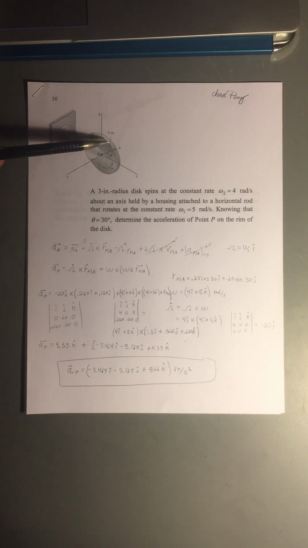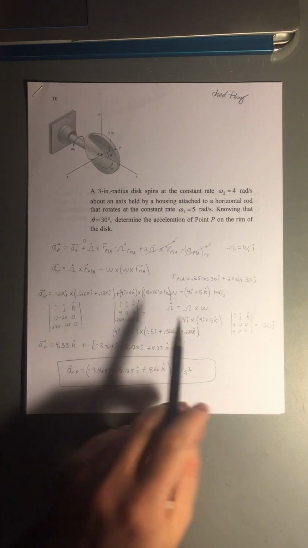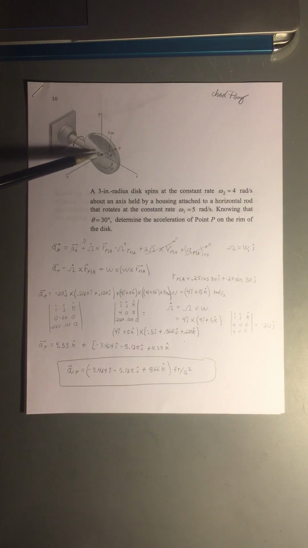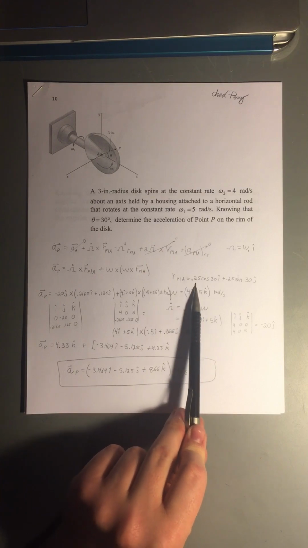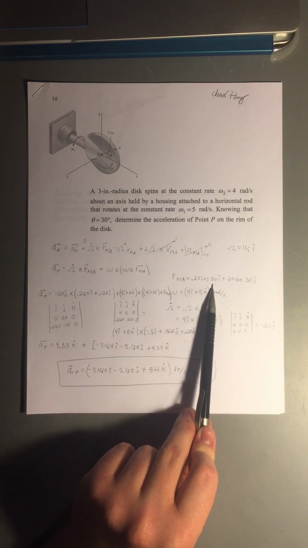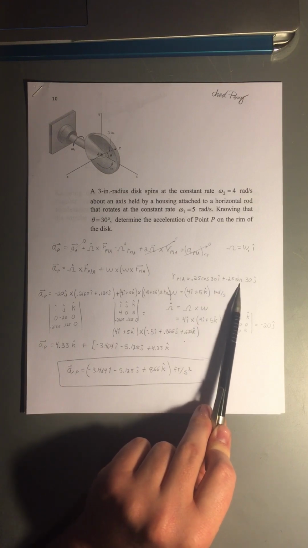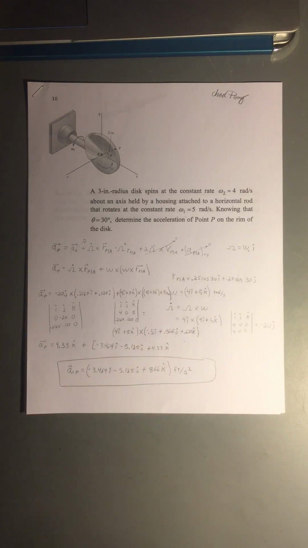I converted that inches into feet by dividing by 12, and then broke it into components along the x and y direction. That gives us the 3 inches times cosine 30 in the x direction, and then 3 inches times sine 30 in the y direction for that vector.